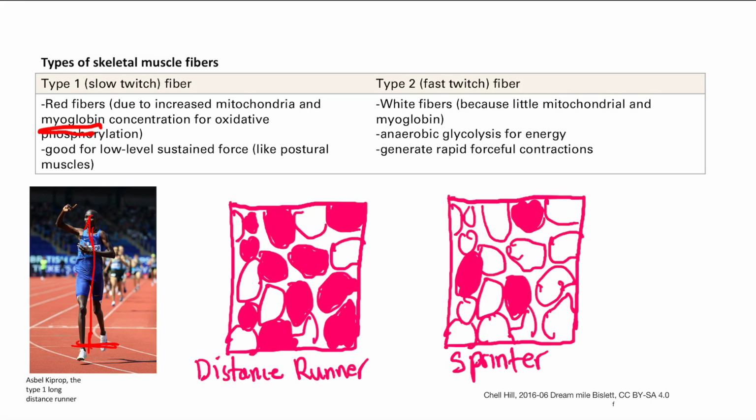Next is the type 2 muscles. This is the fast twitch fibers. These are white fibers because there's the opposite. There's little mitochondria, little myoglobin, because they don't need oxidative phosphorylation. They use anaerobic glycolysis for that short burst of energy. So again, you get rapid, forceful, but brief contractions. So these guys are going to have lots of white looking fibers, and again, opposite for the distance runner. So that's it for our types of skeletal muscle fibers.